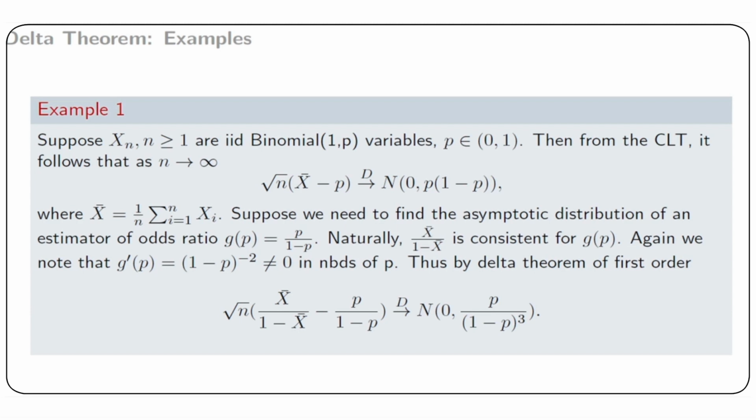Again, we note that the first derivative of g, which is (1 minus p) to the power minus 2, is non-zero in a neighborhood of p. Therefore, we can apply the delta theorem of first order, and this theorem gives that square root of n times (X bar divided by 1 minus X bar, minus p divided by 1 minus p) converges in distribution to a normal variable with mean 0 and variance p divided by (1 minus p) whole cube. Let us consider our next example.